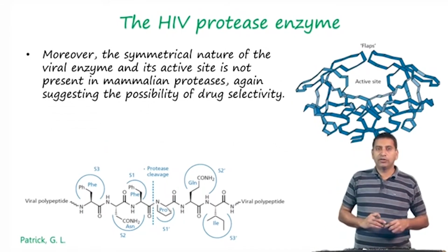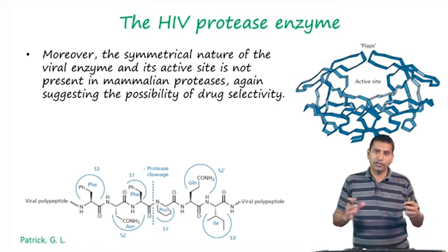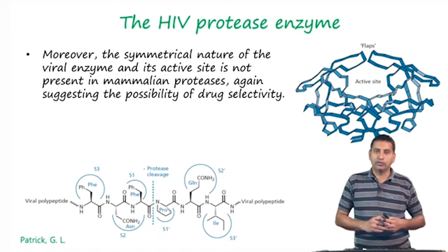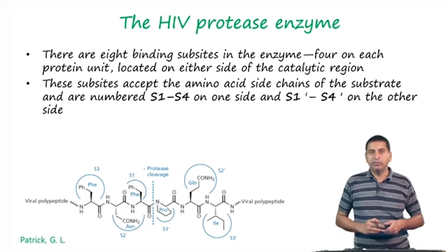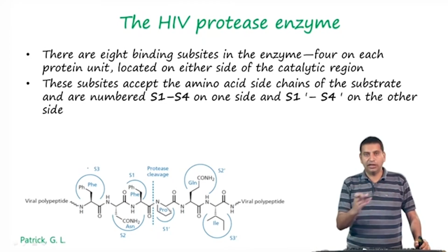So, the symmetrical nature of the viral enzyme and its active site is not present in mammalian proteases. So, there is a significant difference in the structure of the mammalian version and the viral version. In this enzyme, there are 8 binding subsites, 4 on each of the protein units and located on either side of the catalytic region.